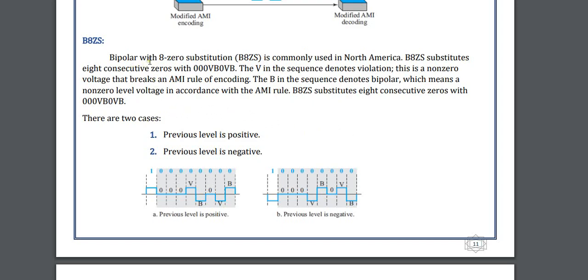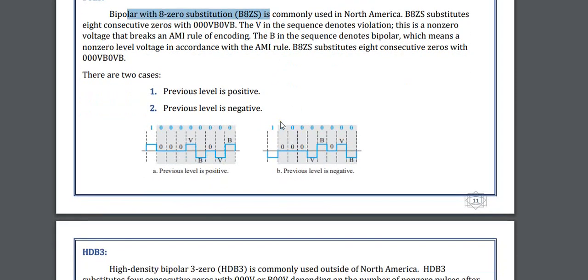In bipolar with 8-zero substitution, which is known as B8ZS, it works like this, with the previous level of positive and the previous level of negative. In the previous level of positive section, 0 is the neutral line, and 1 is for the positive level. In the negative section, for 1 we have the negative input.